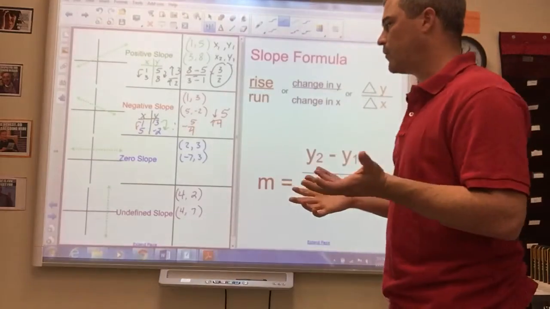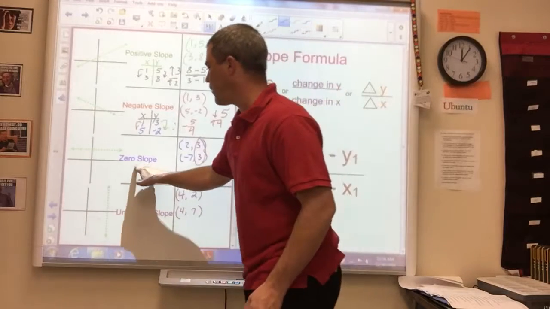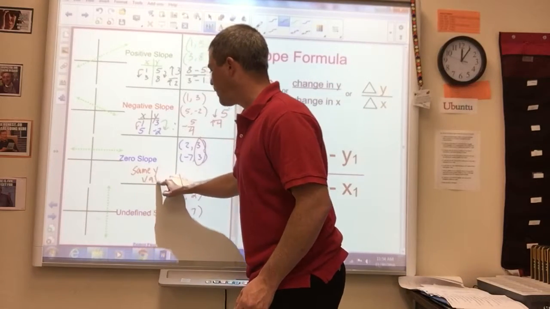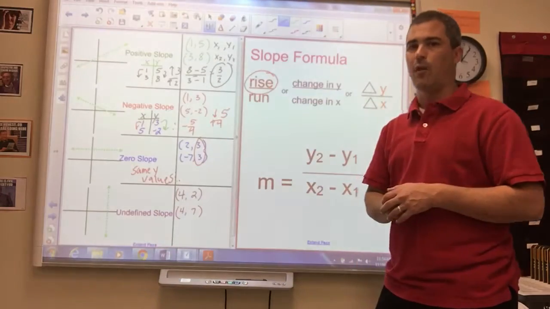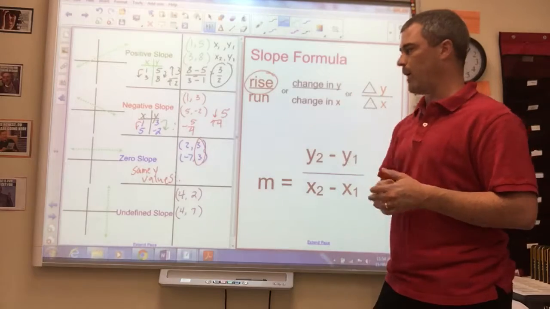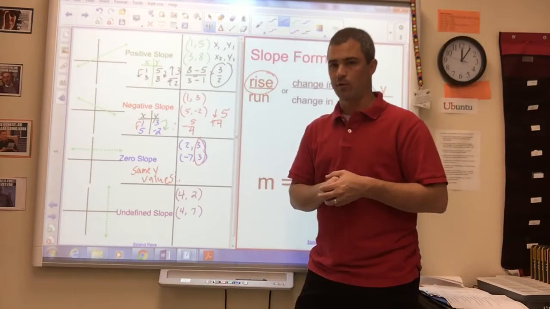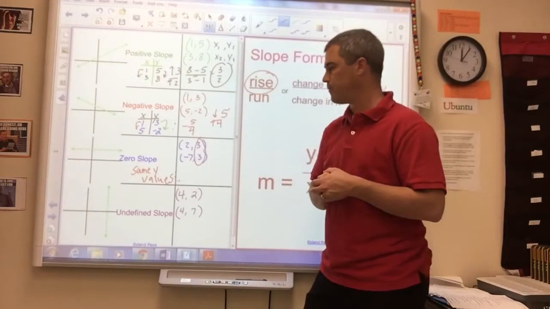Now, there's a trick to when I have a zero slope. I have the same y values. If I have the same y values, there's no rise. So I'm never increasing up or down. Anytime you see that, that's a zero slope, and it's a flat horizontal line touching the y-axis.